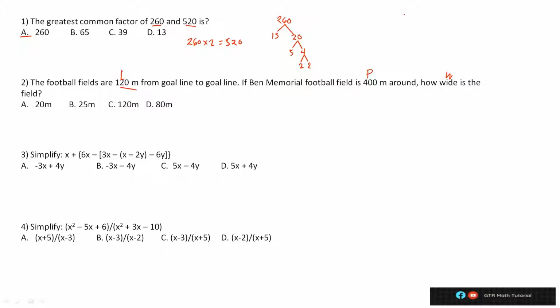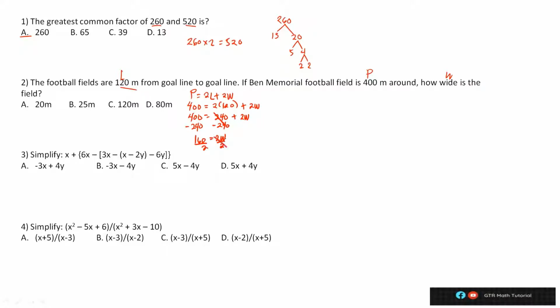We use the formula for perimeter: P equals 2L plus 2W. Substitute the given values: the perimeter is 400 and the length is 120, so 400 equals 2 times 120 plus 2W. Simplify: 2 times 120 is 240, so 400 equals 240 plus 2W. To solve for W, subtract 240 from both sides so that only 2W remains on the right side. 400 minus 240 is 160, so 160 equals 2W. Then finally, divide both sides by 2.